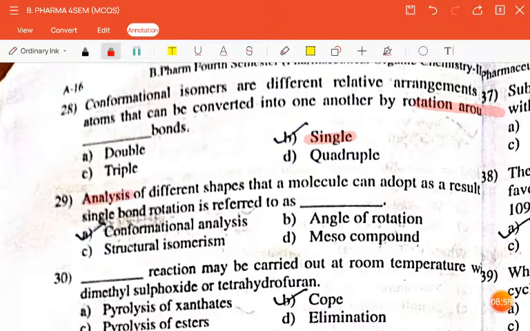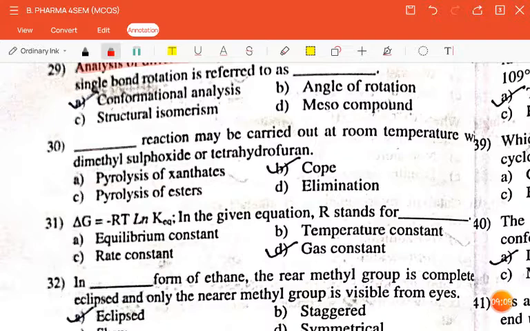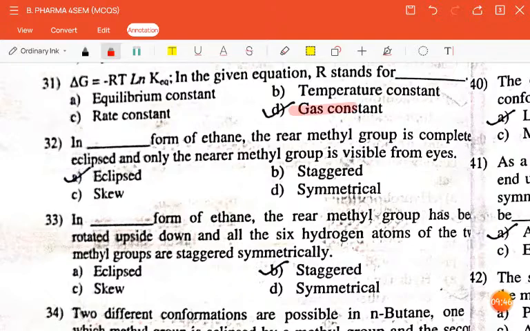The next question is: analysis of different shapes that a molecule can adopt as a result of single bond rotation is referred to as conformational analysis, angle of rotation, structural isomerism, meso compound. So the correct answer is conformational analysis. Dash reaction may be carried out at room temperature with dimethyl sulfoxide or tetrahydrofuran. Pyrolysis of xanthates, pyrolysis of ester, scope, elimination. So the correct answer is scope. The next question is: delta G in the given equation, R stands for dash. Equilibrium constant, temperature constant, rate constant, gas constant. So the correct answer is gas constant.